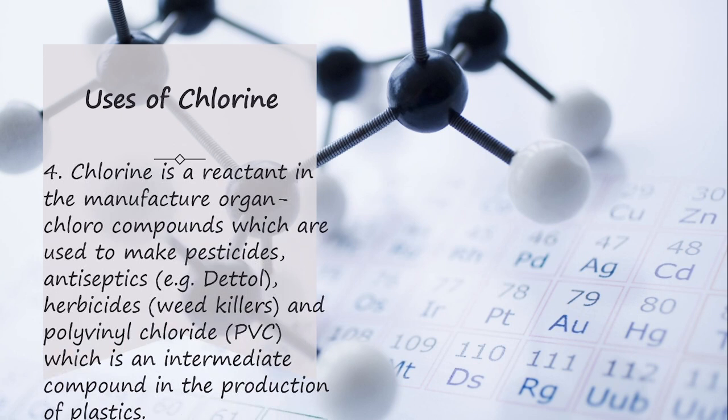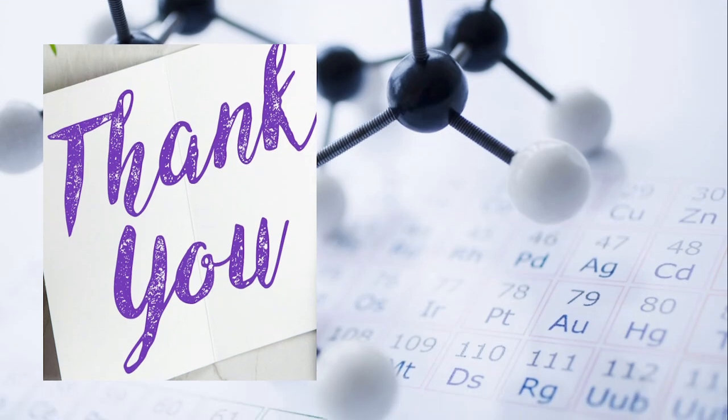Also, chlorine is a reactant in the manufacture of organic compounds, which are used to make pesticides, antiseptics, for example Dettol, and also herbicides. Here we are talking about weed killers, and polyvinyl chloride, PVC, which is an intermediate compound in the production of plastics. So all these are uses of chlorine. Chlorine is a reactant used to manufacture all these compounds which are very useful in our daily life.